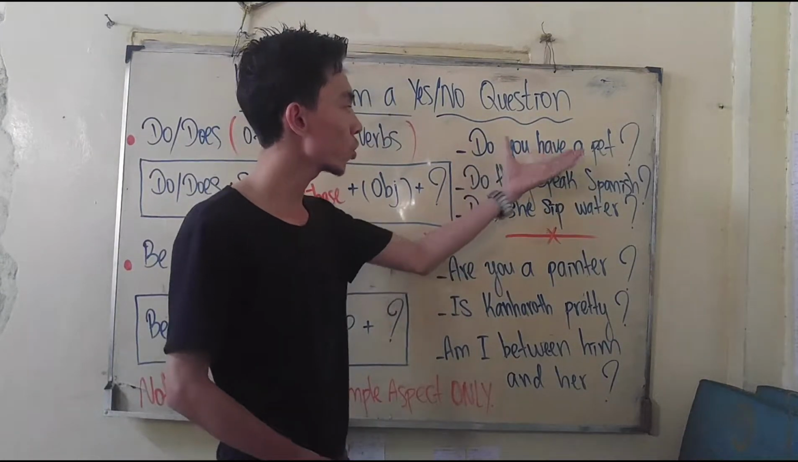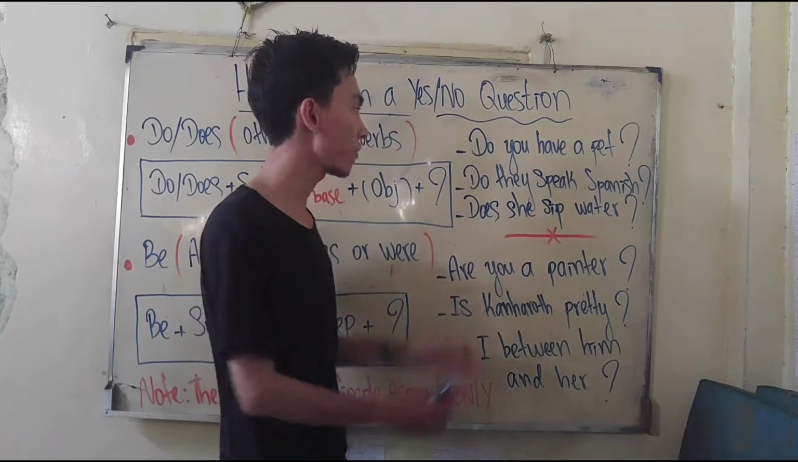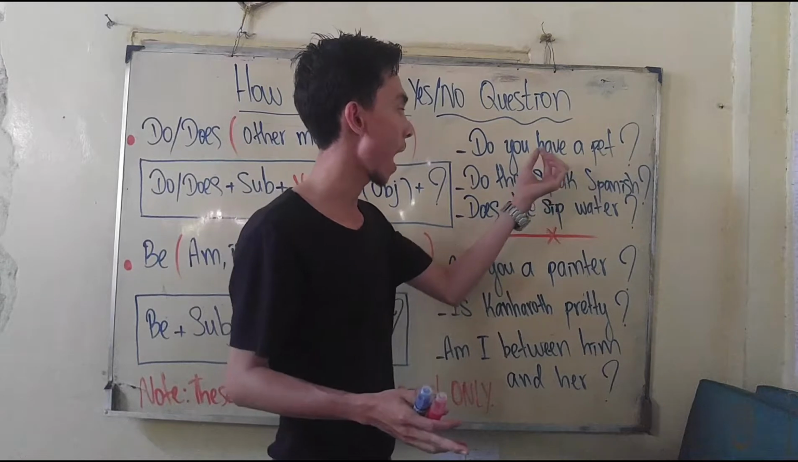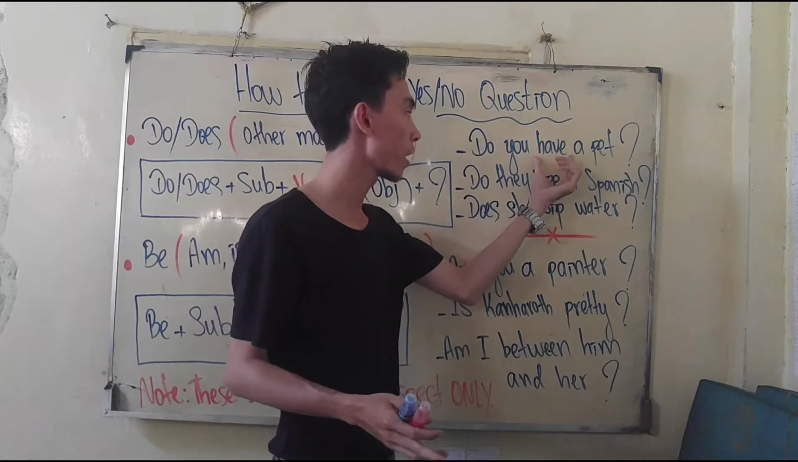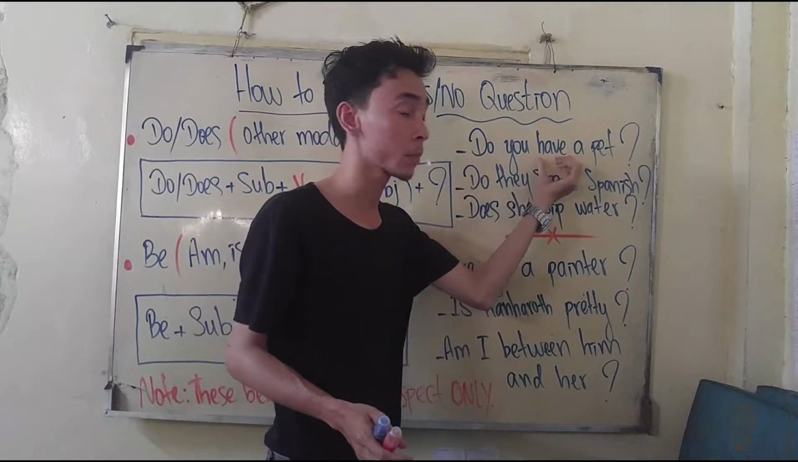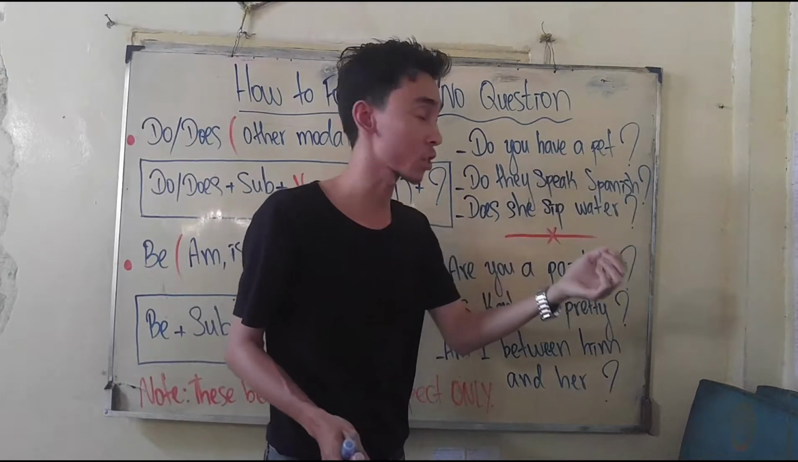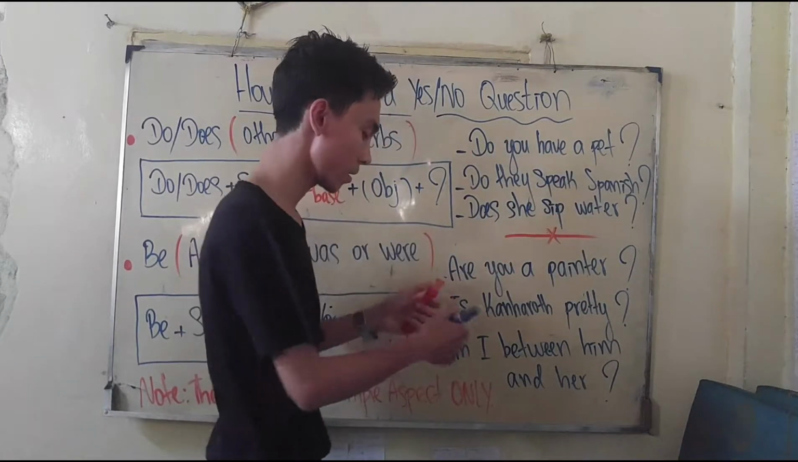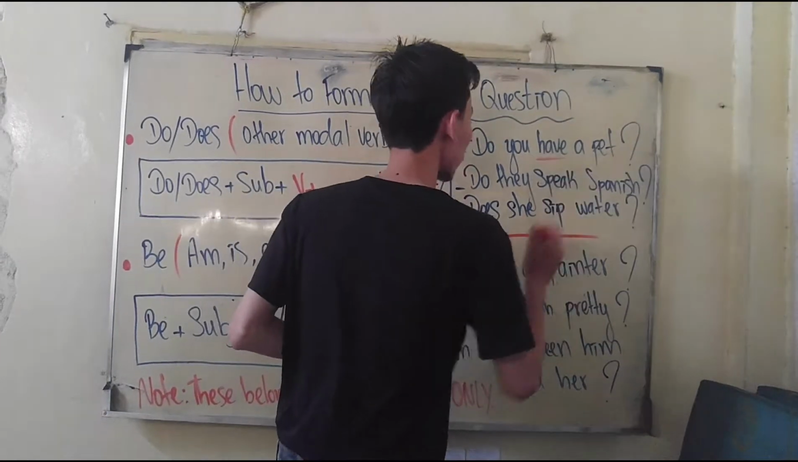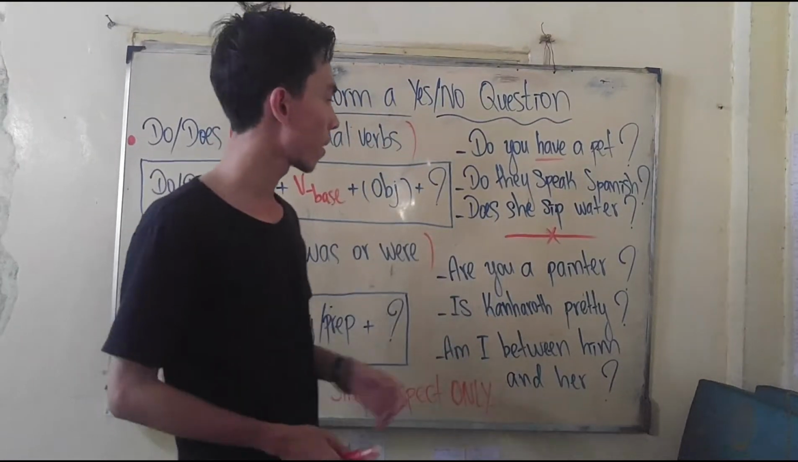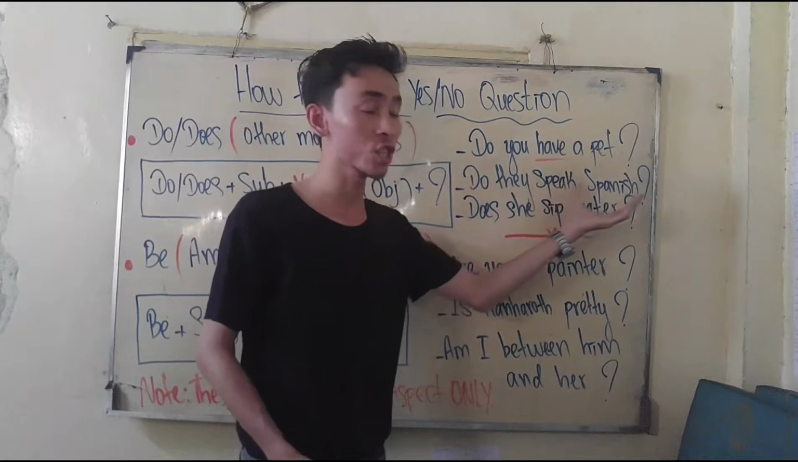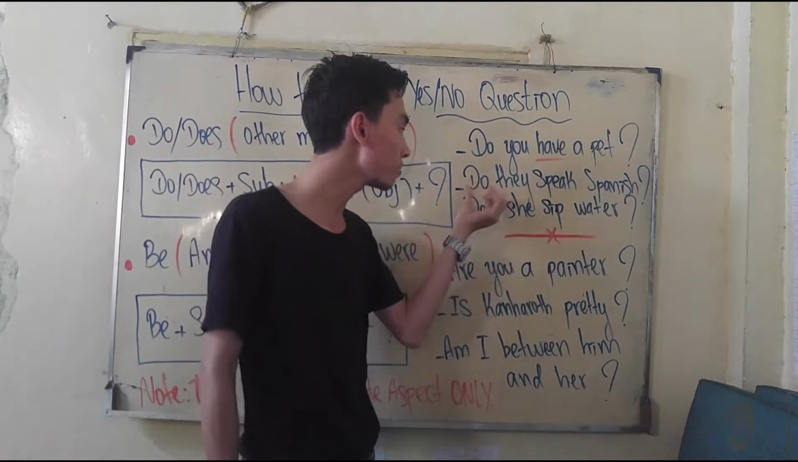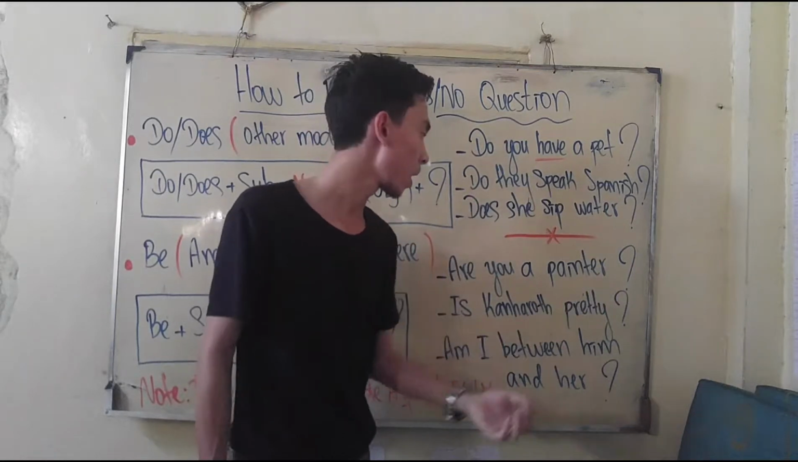So we have, do you have a pet? Now we use do to begin our yes/no question, because the word following the subject is a verb. So have is a verb base. That's why we begin our question with do. Next, do they speak Spanish? So speak is a verb base. Then we begin our question with do.